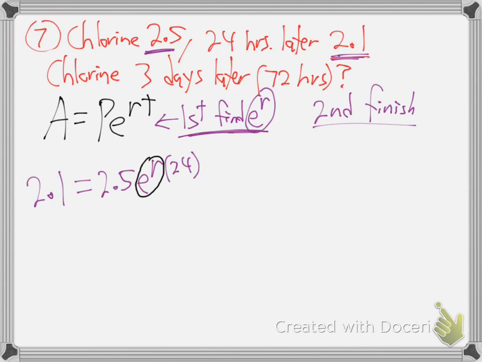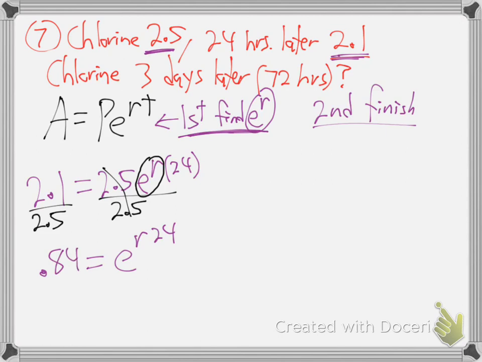Yeah, divide by that 2.5, exactly, on both sides. And we get e to the r 24. Use your calculator. 0.84. Good to there.